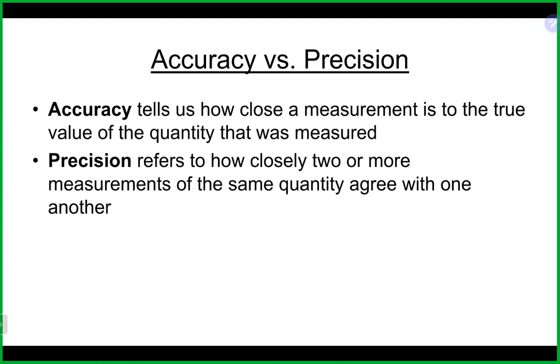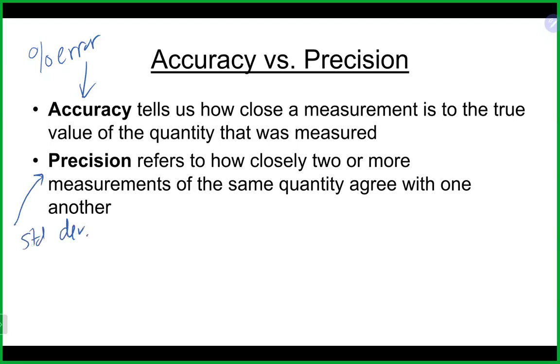Now, accuracy is different than precision. Precision refers to how close a set of numbers are to themselves. We usually think about accuracy as telling us how close something is to the true value, so we often calculate something like percent error. Usually you want a very low percent error, which means you're pretty close to the true value. When we talk about precision, a lot of times we use something like standard deviation or percent deviation.